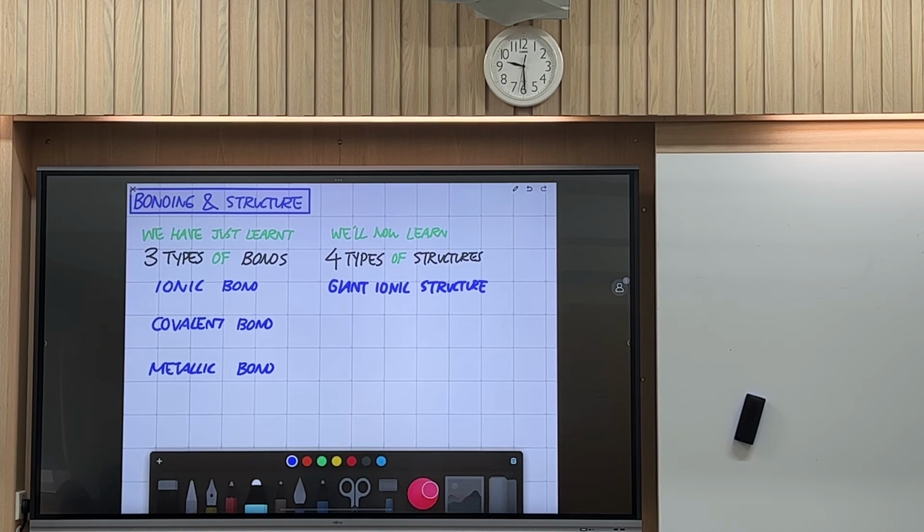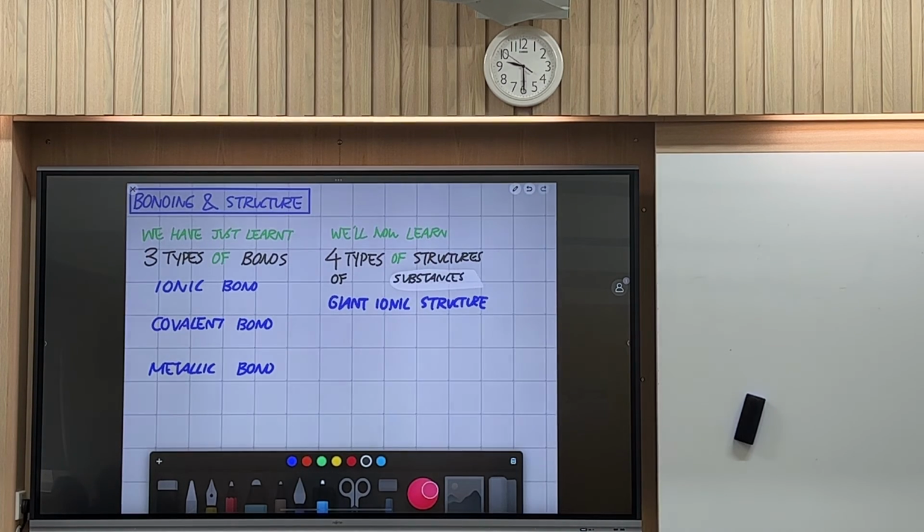Yes. The structure of what? Structure of substance. Let me be clear: there are 4 types of structures of substance. In chemistry, we deal with substances. Salt is a substance. Water is another substance. By substance, I mean pure substance. I don't mean impure substance like air. Every pure substance can be classified into one of the following 4 structures.